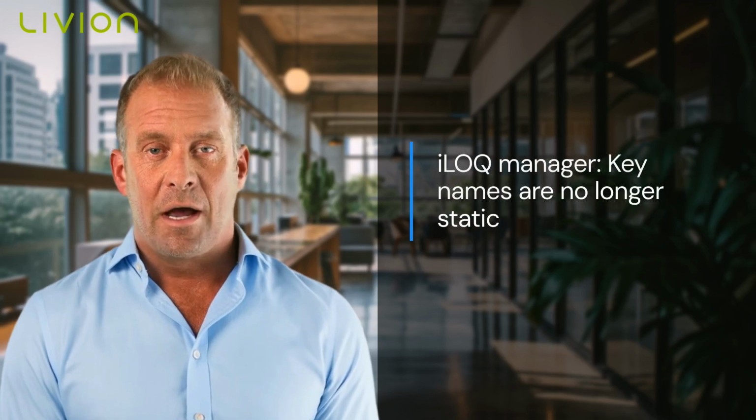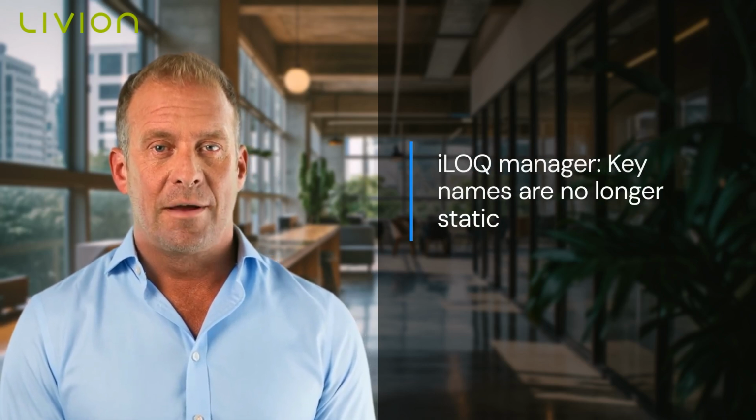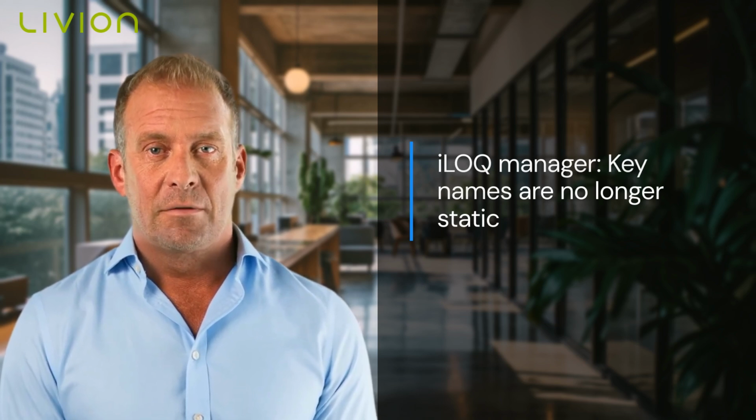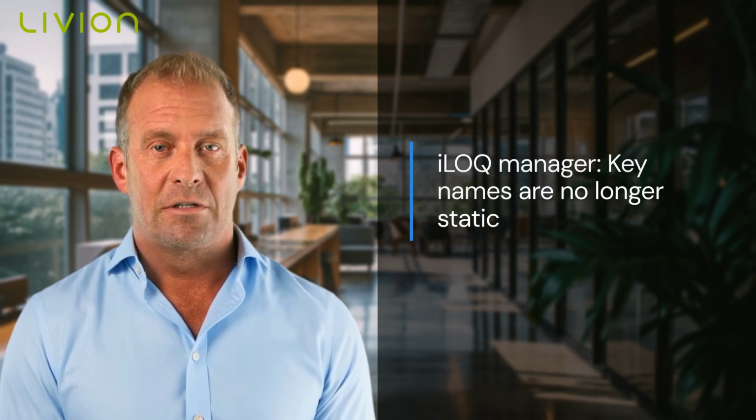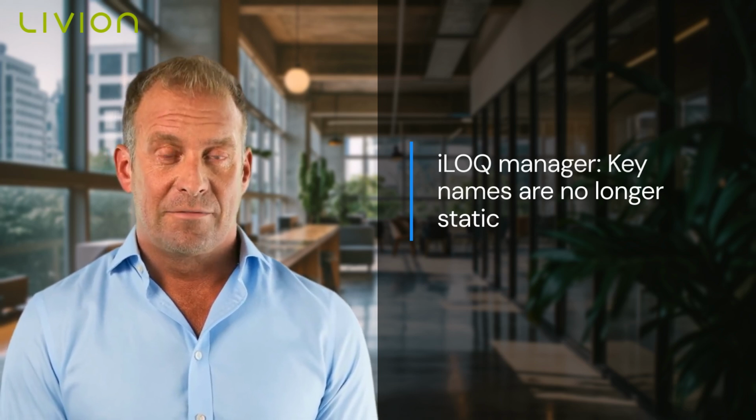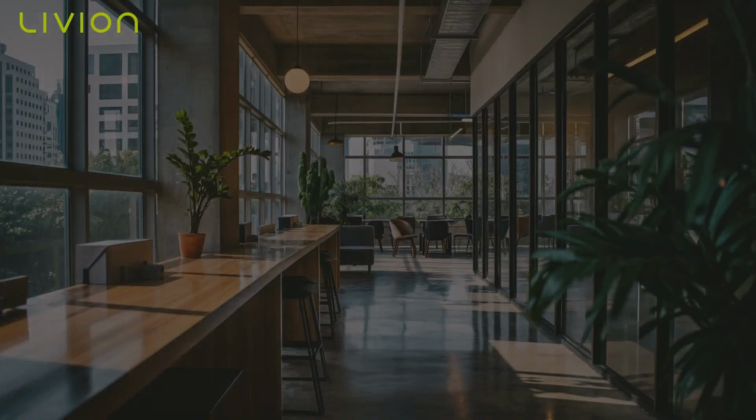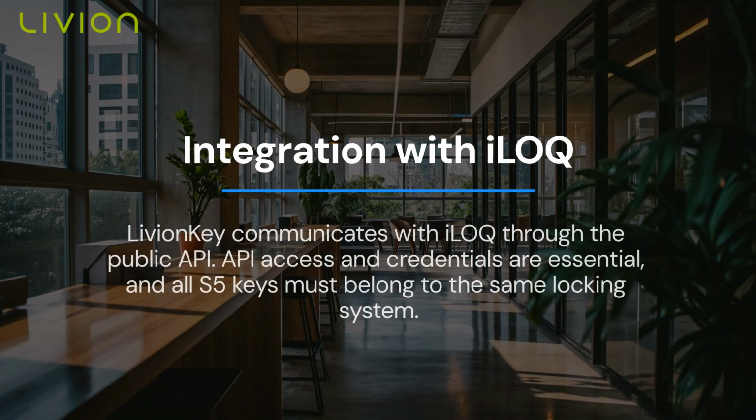In traditional iLock systems, keys are often named after specific locations such as apartment numbers. However, with LivionKey20, key naming in iLock Manager is no longer static, as the same keys are fetched and returned repeatedly for different purposes. How does it work from a technical perspective?